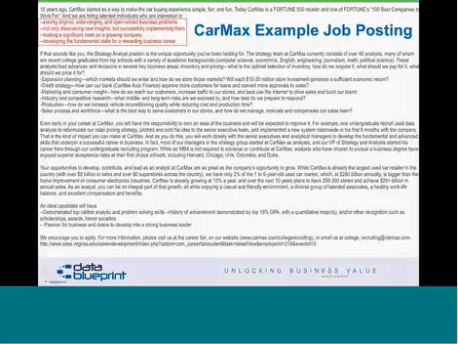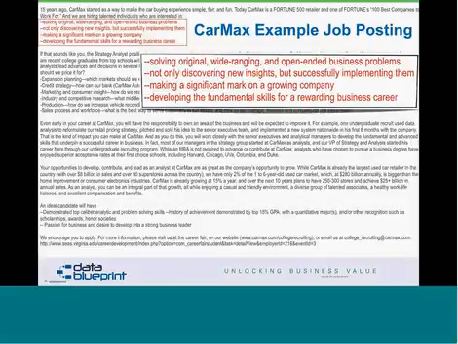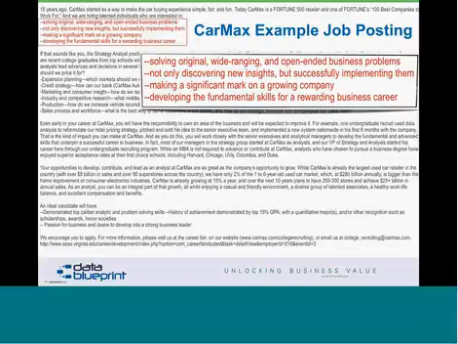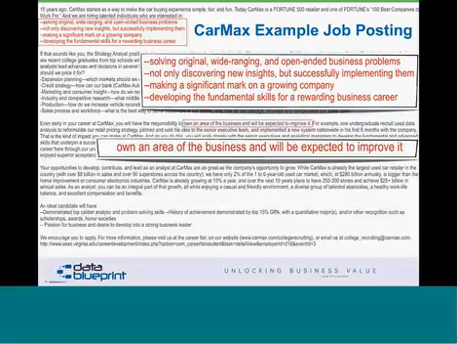Here's another final example, a local company here called CarMax. And CarMax has some really interesting things. When they look at job postings that are out there, they look at targeting individuals who are interested in solving original, wide-ranging, and open-ended business problems, who are not only discovering new insights, but also implementing those insights, making a mark on a growing company, and developing skills for a rewarding business career. They actually talk about owning an area of the business and being expected to improve it.